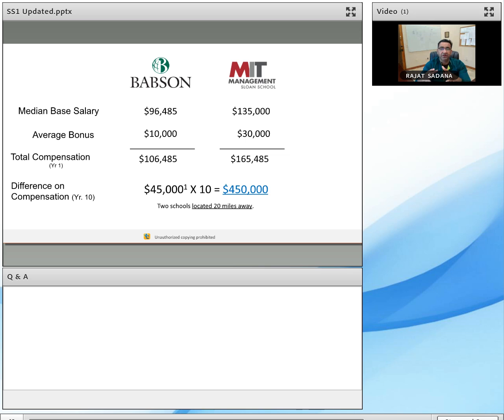Now, I said this number is the highest that it has ever been. Why? Because when I was studying at Babson, the average starting salary at Babson was, let me just draw this, $90,000 in the year 2006, which is when I graduated. The MIT number was about $112,000. You can see that 90,000 has increased to 96,000, and that 112 has gone up to $135,000. And the concept of signing bonuses, they weren't as big at either school.